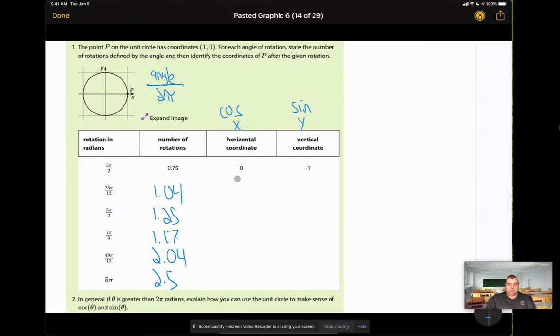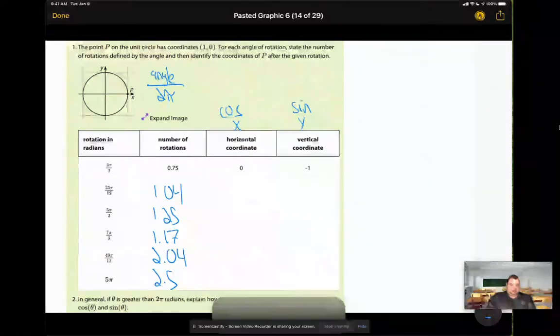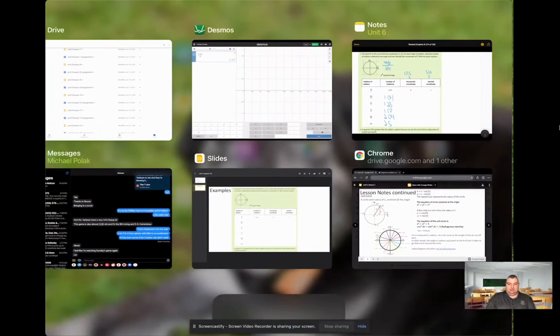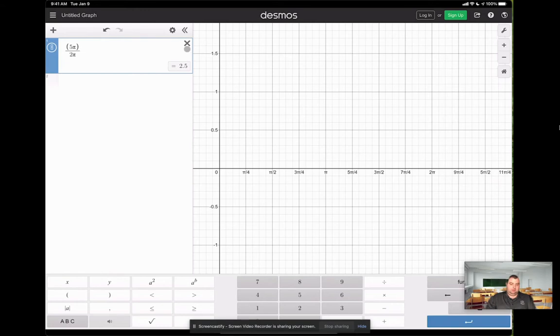Okay, so that's where they got the 0 from, is they did cosine of 3 pi over 2. And then -1, they did sine of 3 pi over 2. All right. So for the next one, 25 pi over 12.